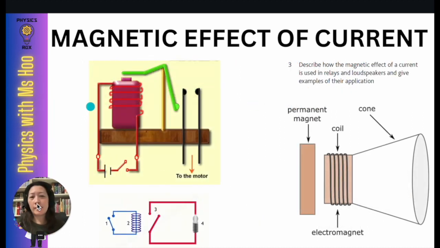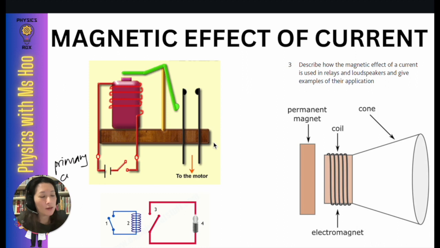Now, you also need to be able to describe how the magnetic effect of a current is used in relays and loudspeakers and give examples of their applications. So what we have on the left here is an example of a circuit diagram of an electromagnetic relay. This circuit, also known as the primary circuit, has a solenoid here. So when we close the switch, the solenoid will then become an electromagnet.